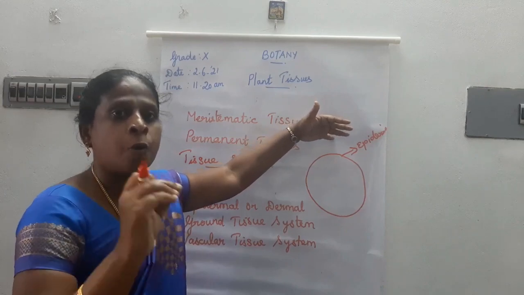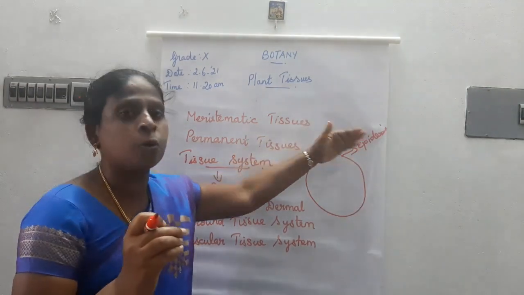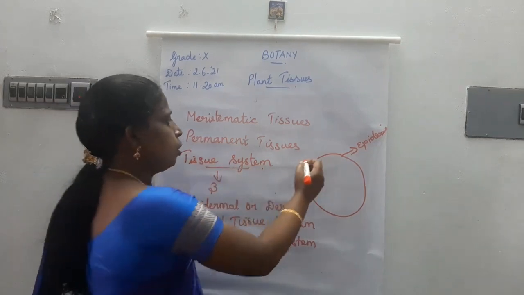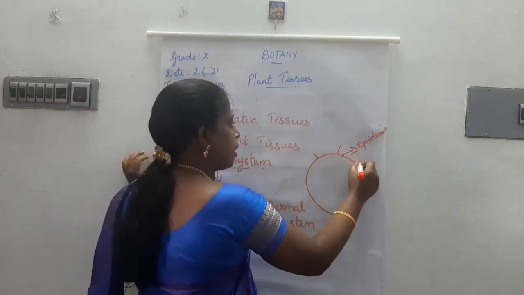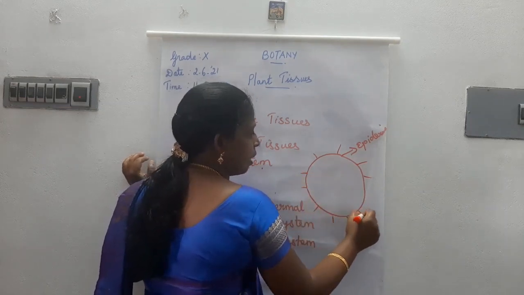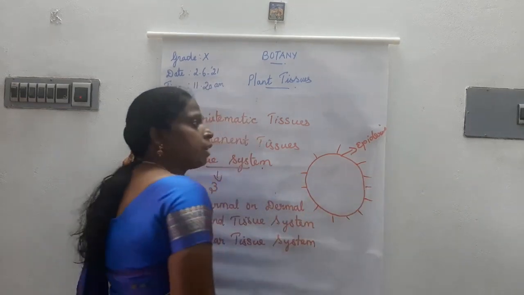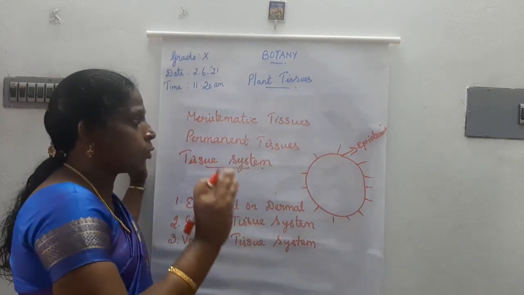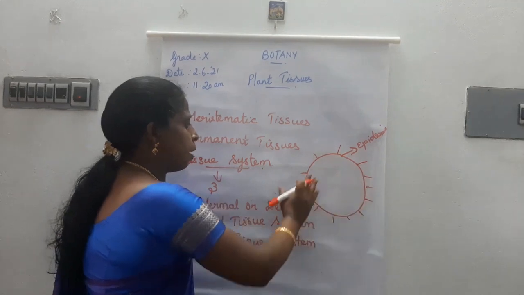In the root, the epidermal outgrowths are called root hairs. So the outgrowths are present in the epidermal region, and the stomata are also present in the epidermal region, in the leaf part. So that is the outer dermal region.